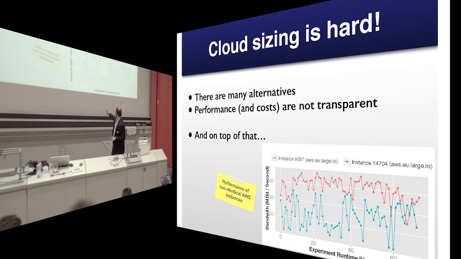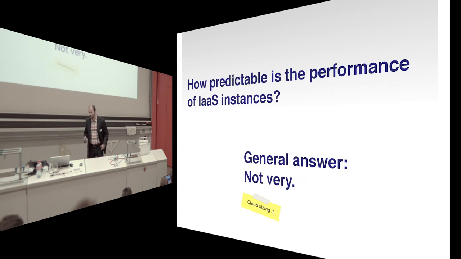And they also may change. What you see here towards the end of our experiment is that the performance of these instances is changing. So it's not that when you figure out you're on a good instance, it needs to stay like that until the end of the lifetime of the instance. These things can change. So to go back to the initial question I was asking, how predictable is the performance of an instance in a public IaaS cloud? Well, the answer is, not very.